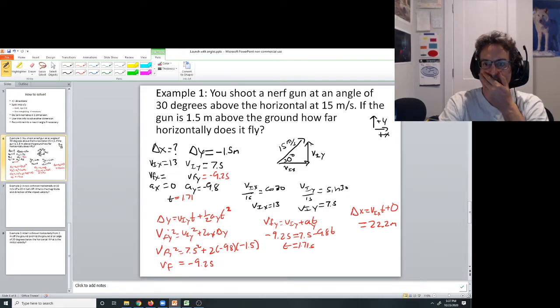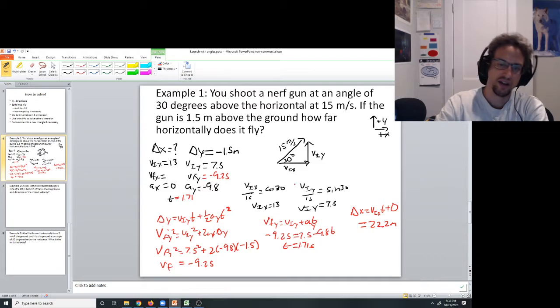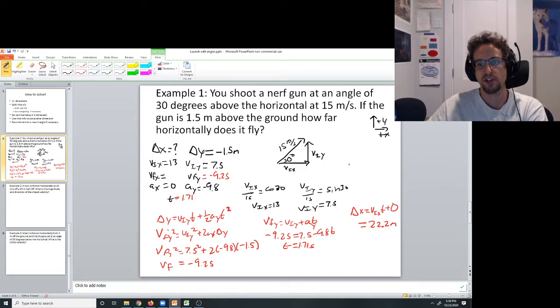Okay, so in this case, the only thing I had to do was the angle part first. Split it into x and y. This one should be pretty straightforward for you because it's similar to the 2D kinematics problems with angles. You just do an angle thing first and you're good.